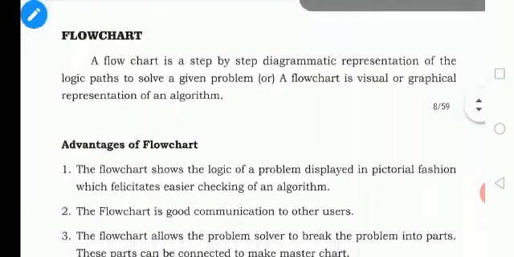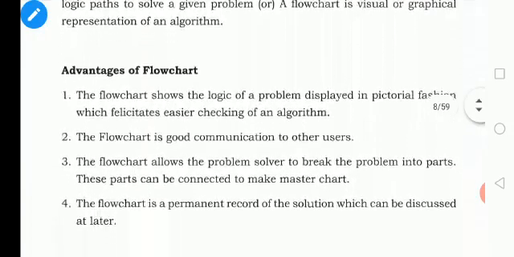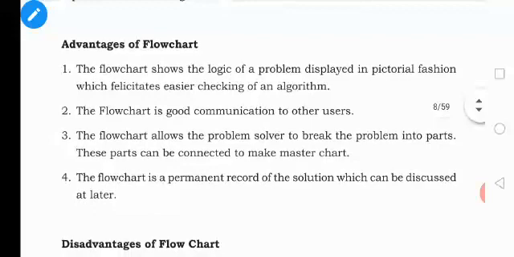Next, flowchart. What is the flowchart? A diagrammatic representation of the problem solving, isn't it? So a flowchart is a step-by-step diagrammatic representation of a given problem. A flowchart is a visual or graphical representation of the algorithm. It is an easy way to identify or understand the program.